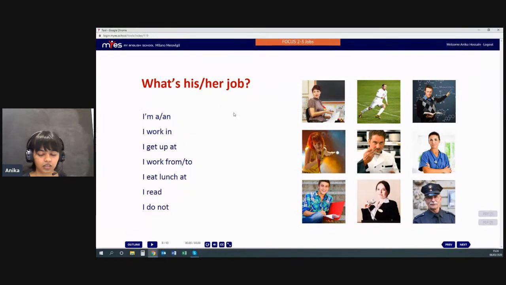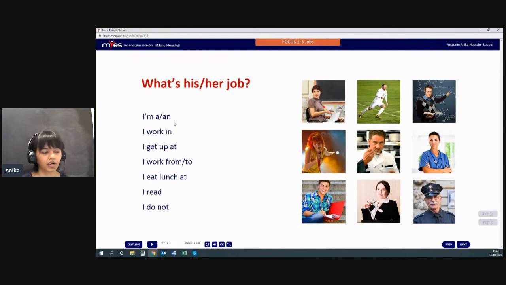Okay, yes, good job. Yes, footballer, well done. You can either say footballer or football player, it is the same thing. So Joel here says, no, he doesn't. Perfect spelling, well done. So what's his or her job?